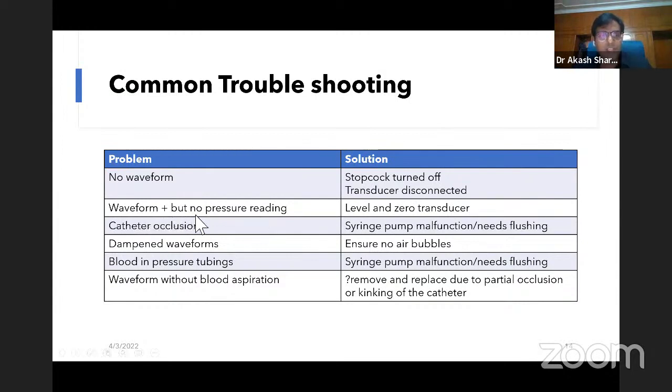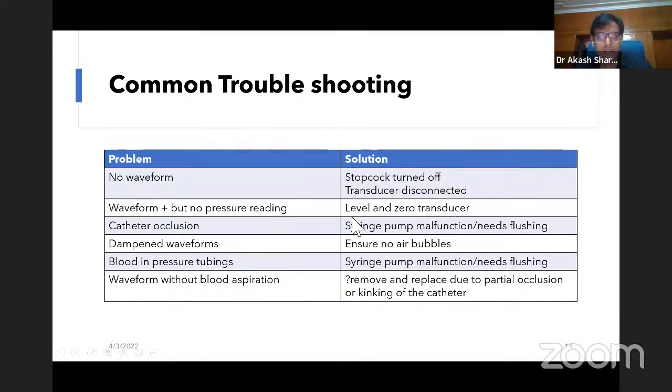If the waveform is present but there is no pressure reading, and the transducer is fine, then you need to level and zero. Leveling means the transducer has to be kept at the level of the heart of the child, which we do by keeping the transducer on the bed itself, and protecting it from the warmer heat with gauze pieces. You may need to zero it again.